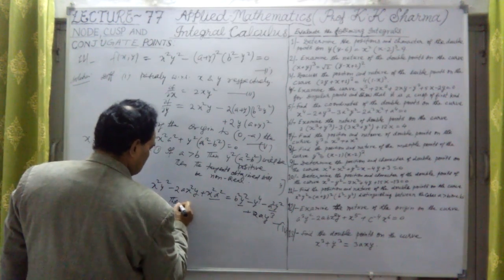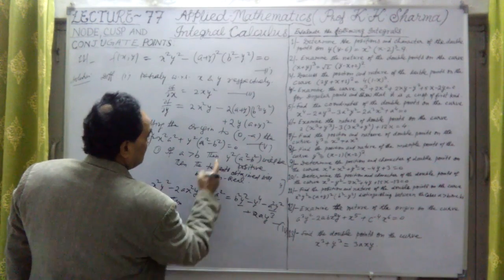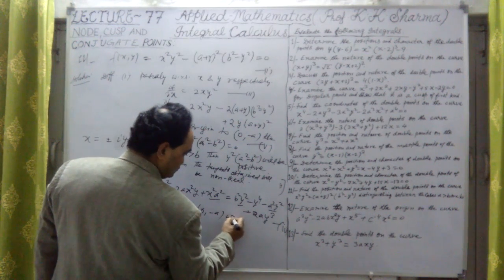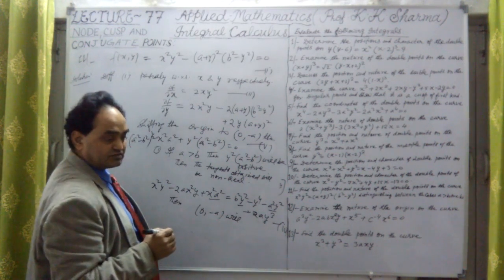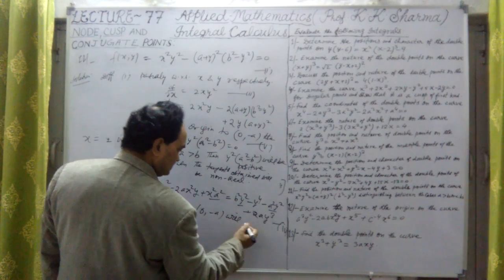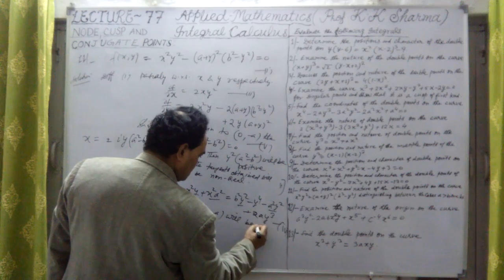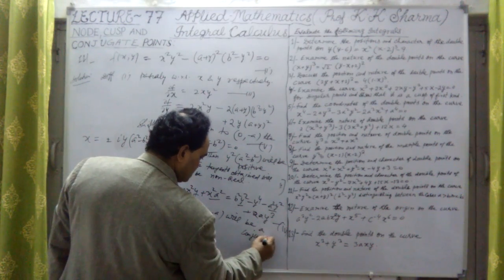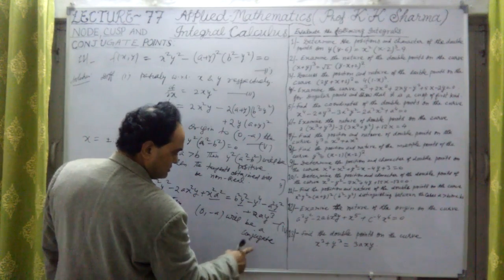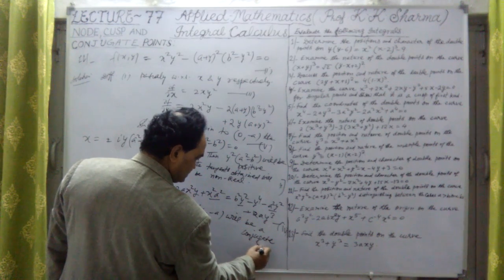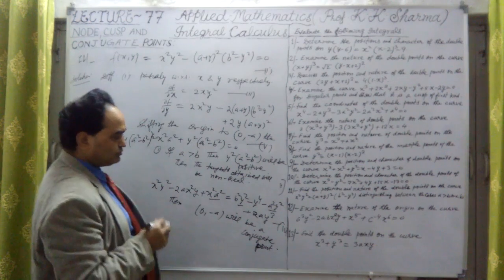Then 0, minus a, because no real tangents are possible, that means it will represent a conjugate point. 0, minus a will be a conjugate point. The only possibility then is a conjugate point.